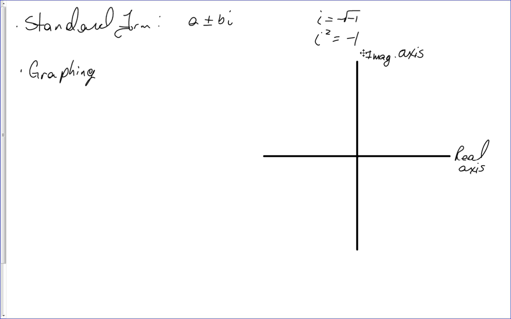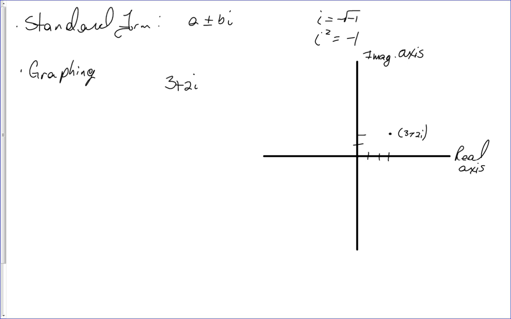Okay, so if you wanted to graph a complex number, say you wanted to graph 3 plus 2i, you'd go over 3 on the real, and then up 2 on the imaginary. So that right there would be 3 plus 2i. Okay, so you graph them much like you would rectangular coordinates.